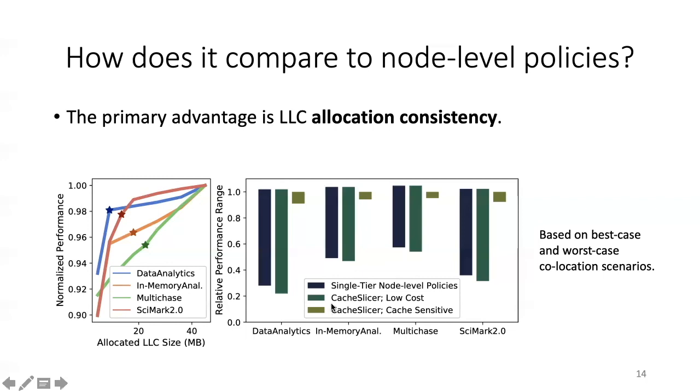You can see that with CacheSlicer for cache-sensitive VMs, that range is very minimal. Here, there is variation because last level cache is not the only source of performance degradation. There's also memory bandwidth and other sources of noise, but last level cache is the primary one. Assigning these workloads to be cache sensitive on CacheSlicer, this range of performance shrinks by a lot.